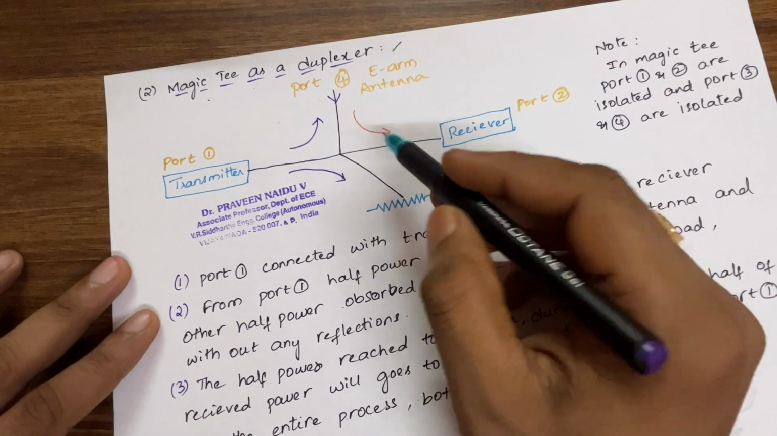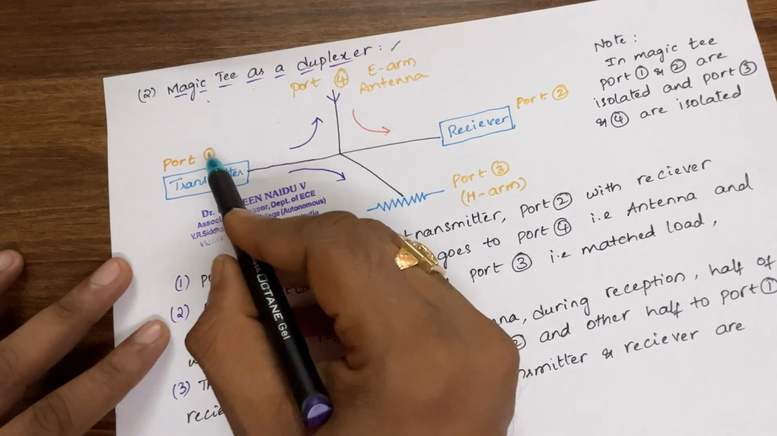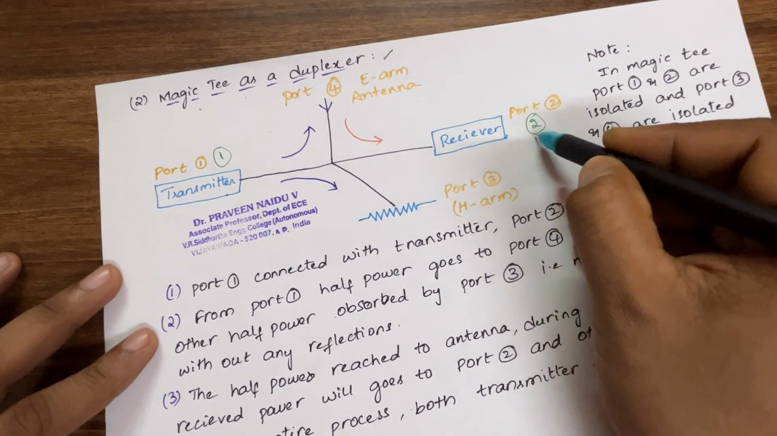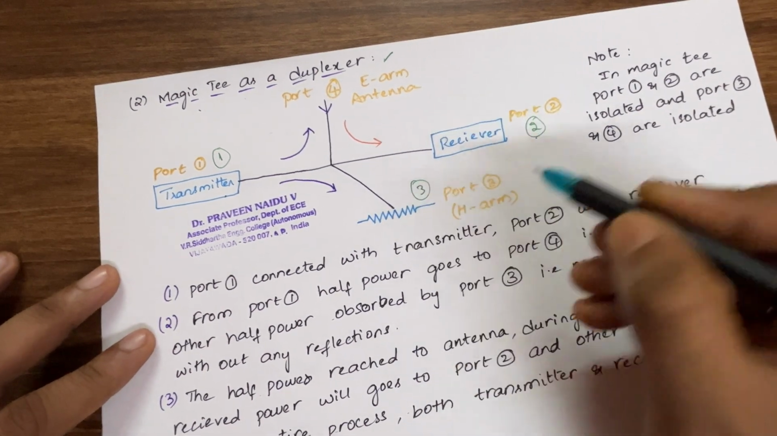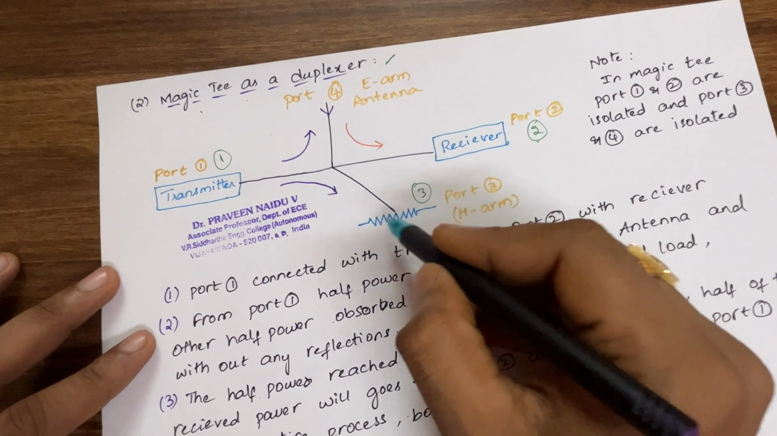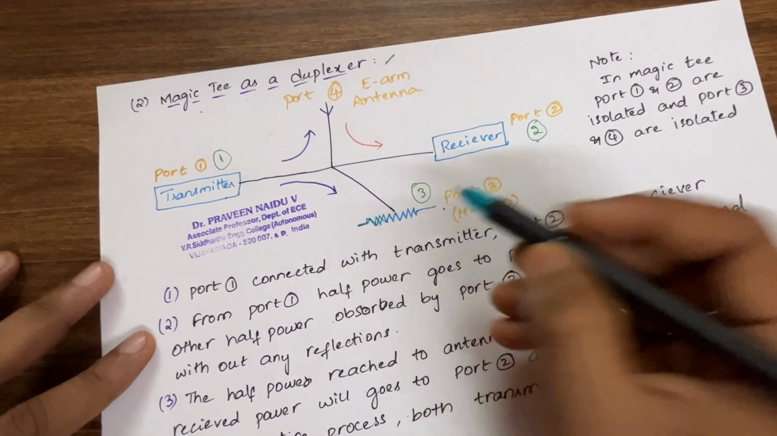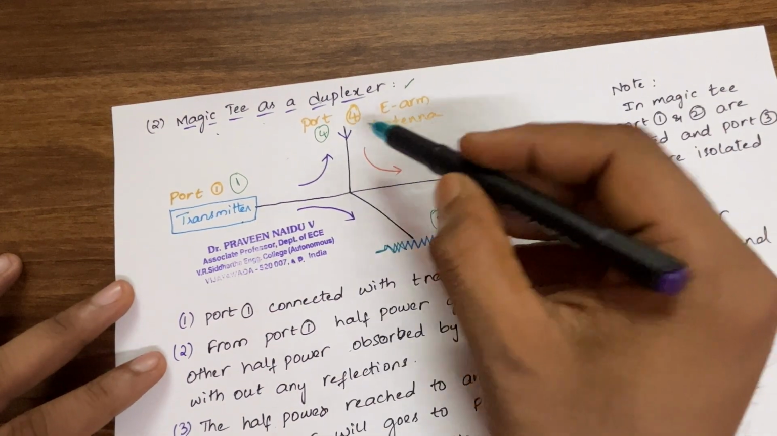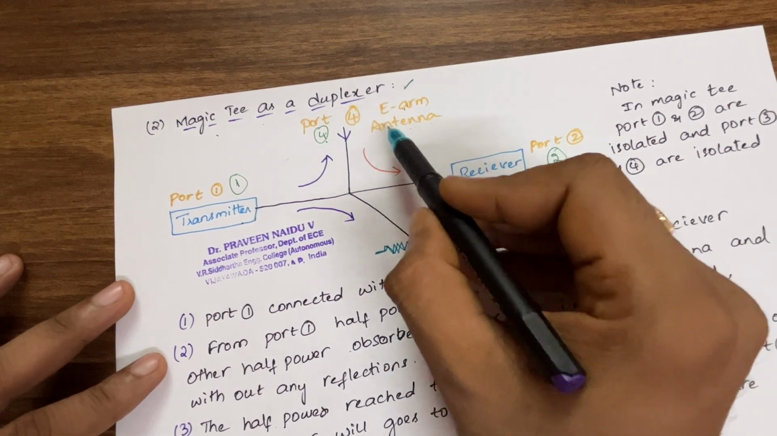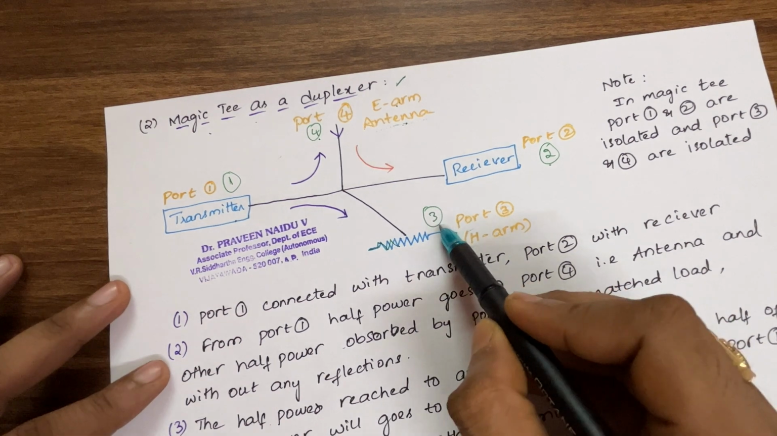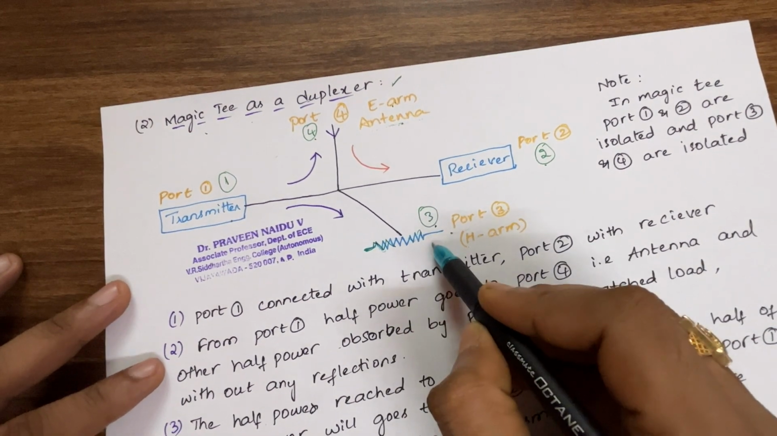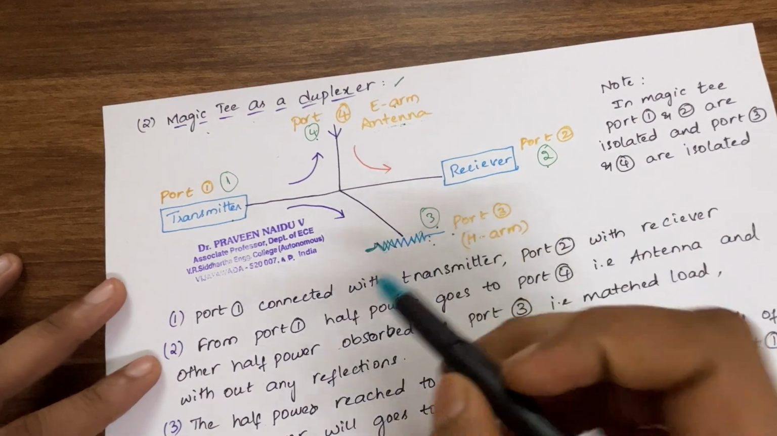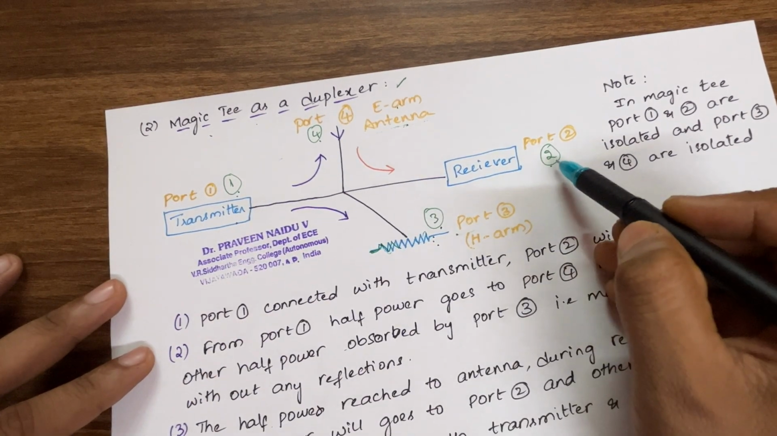So here we can see the arrangement. Again we are having 4 ports. Port number 1 is connected to the transmitter, port number 2 to the receiver, and port number 3 to the H arm. Basically this is the H arm of the magic T, which is connected with a matched load. And port number 4 is connected to the antenna. That means port 4 is the E arm, and that E arm is connected with an antenna. Port 3 is the H arm, connected with a matched load; this matched load will absorb the entire power which is coming toward this particular port. That is a property of the matched load. And port 1 transmitter, port 2 receiver.